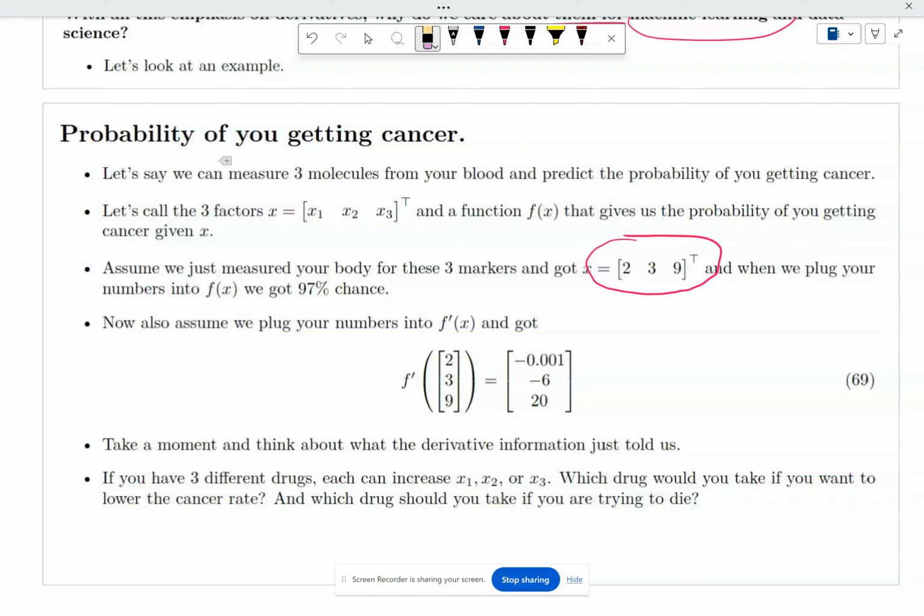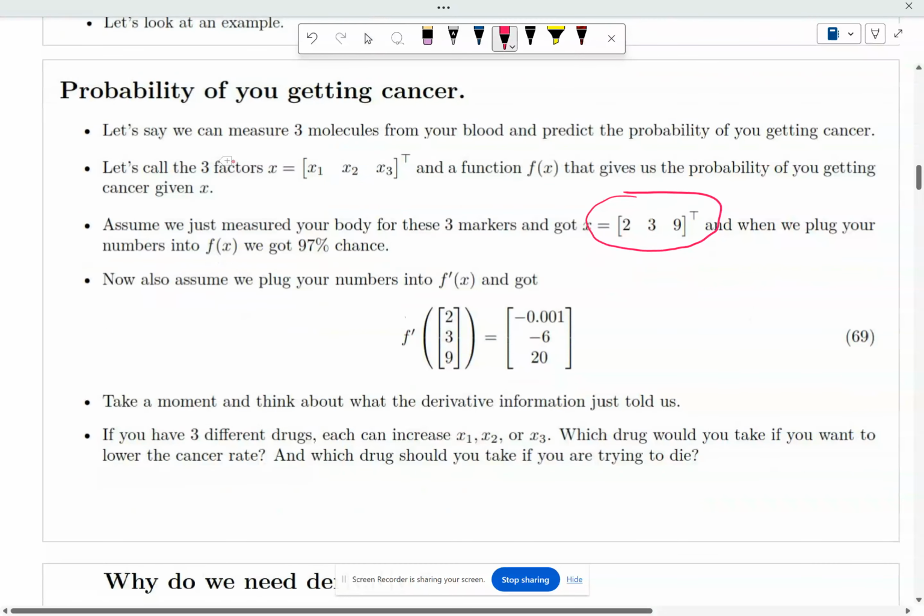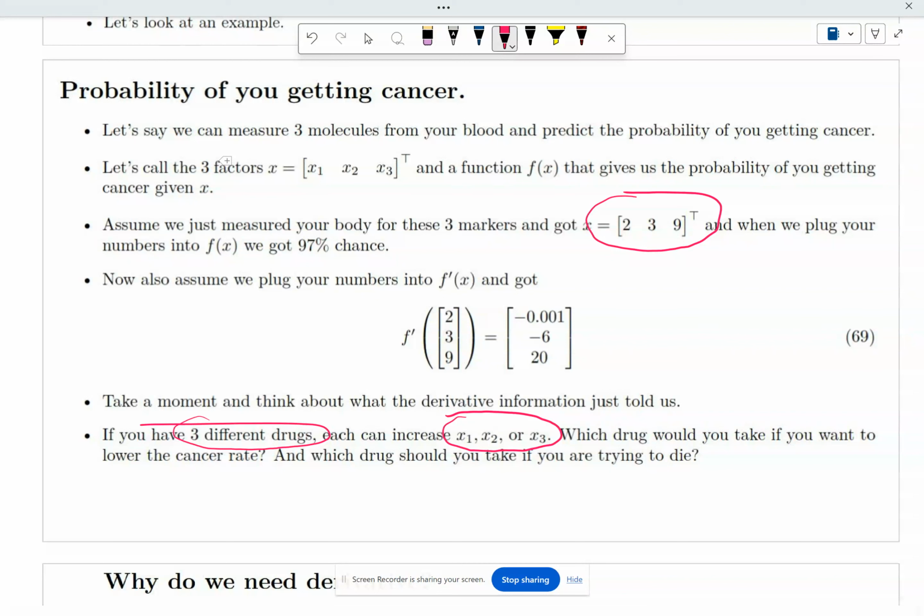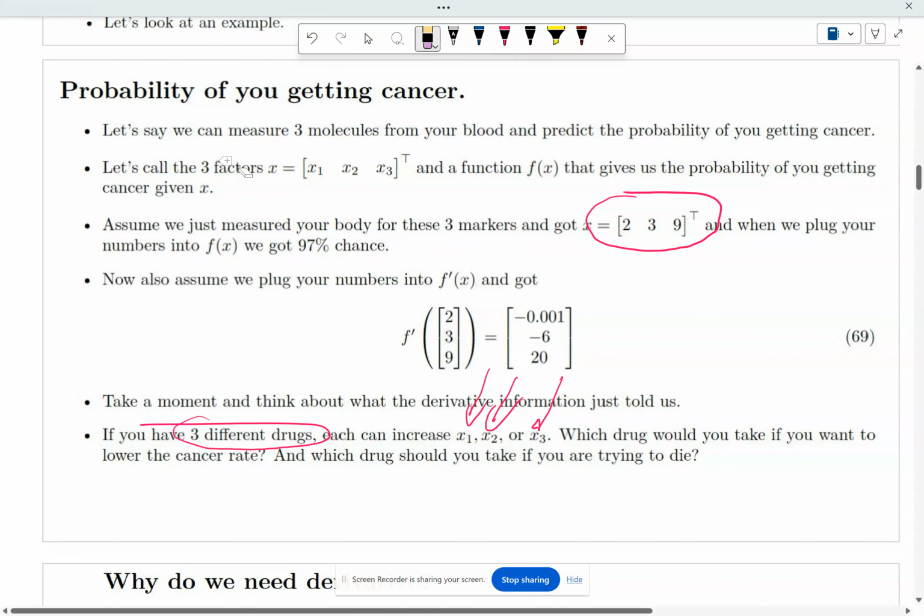Okay, if you want to pause the video and think about it. What did the derivative tell us in this given example? Now, given that you have three different drugs, drug 1, 2, 3, and they can respectively increase the amount of blood serum X1, X2, X3. So you can either increase X1, you can increase X2, or increase X3. Well, which drug would you take if you want to lower the cancer rate?